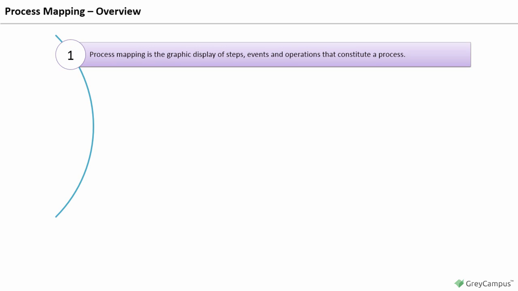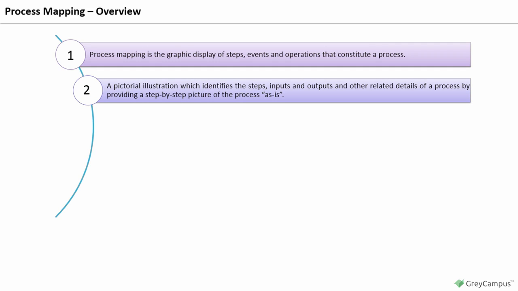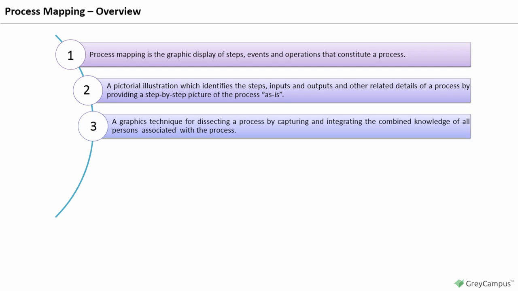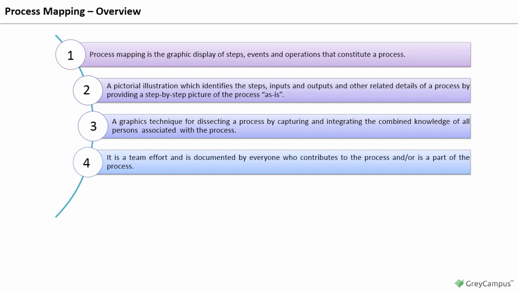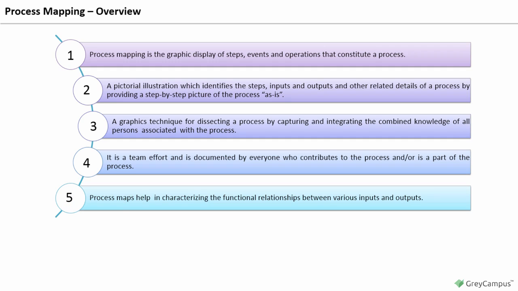Process mapping, overview. Process mapping is the graphic display of steps, events, and operations that constitute a process. A pictorial illustration which identifies the steps, inputs and outputs, and other related details of a process, providing a step-by-step picture of the process as is. A graphics technique for dissecting a process by capturing and integrating the combined knowledge of all persons associated with the process. It is a team effort and is documented by everyone who contributes to the process and/or is a part of the process. Process maps help characterize the functional relationships between various inputs and outputs.